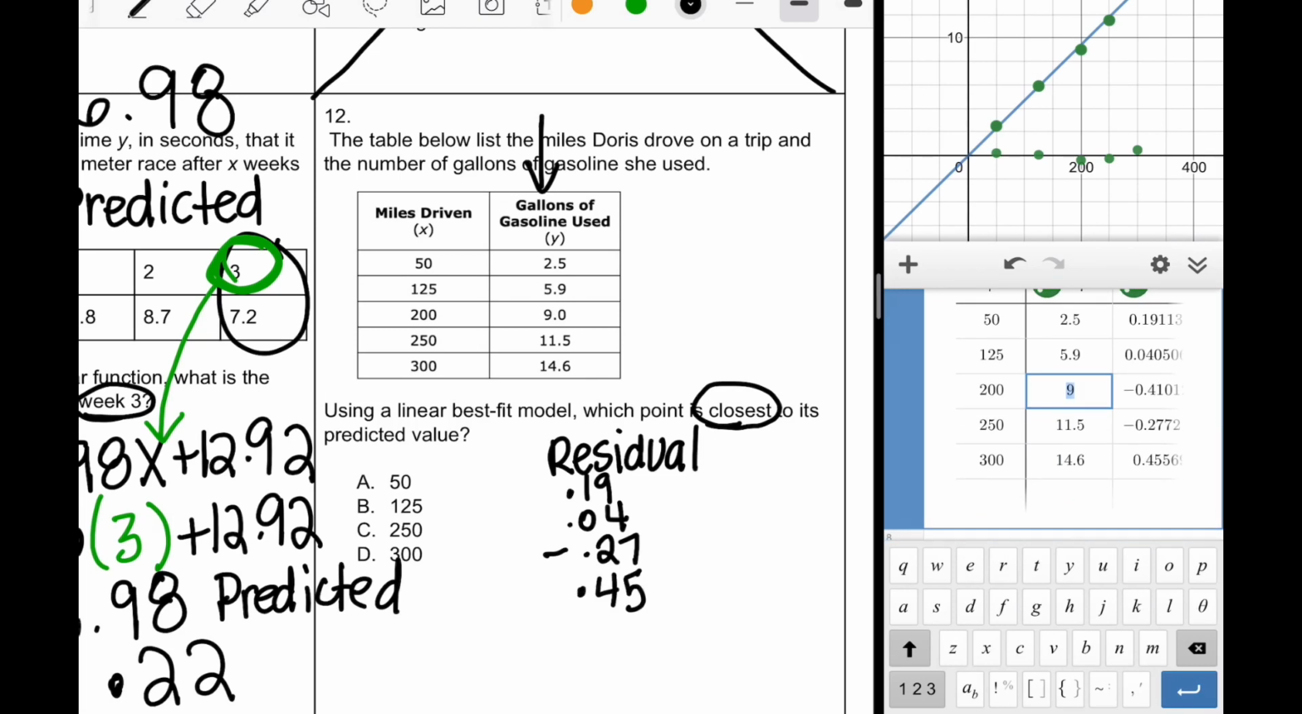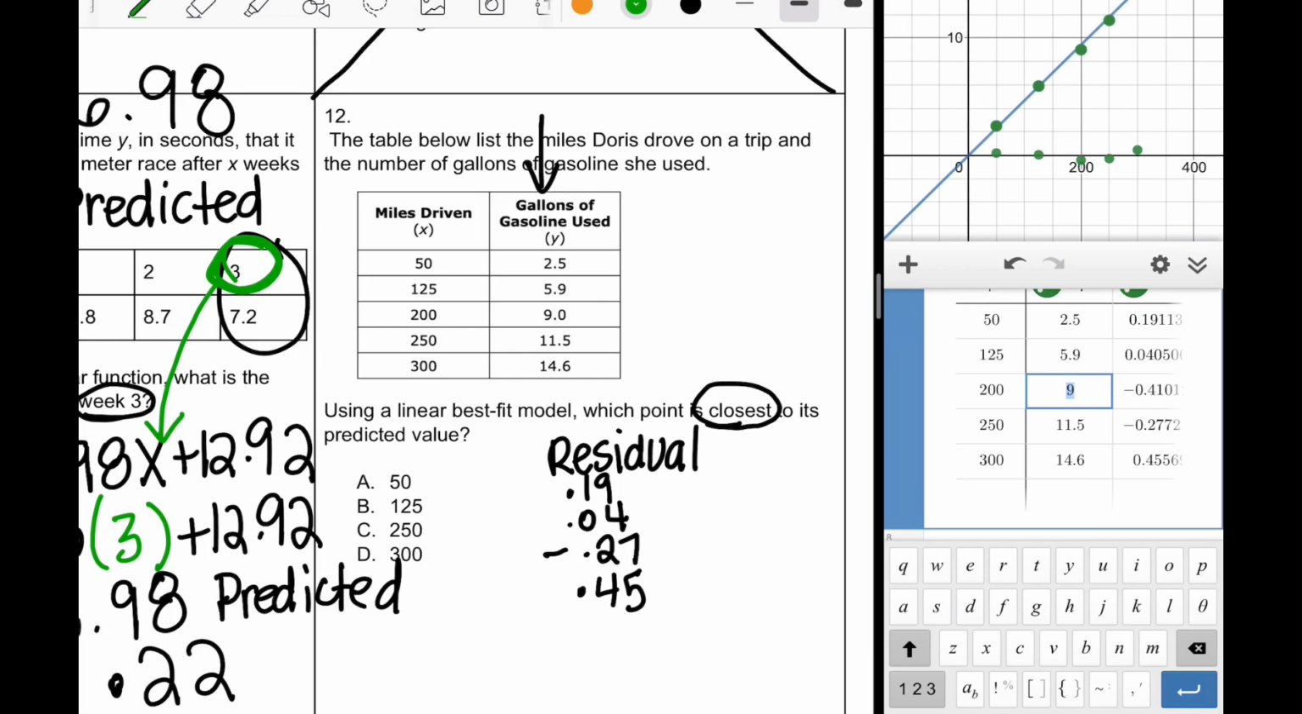Now the question was which one is the closest. So the closest is going to be which one has the smallest number. I don't care if it's positive or negative, because positive just means it's above the line and negative means it is below the line. That doesn't determine which one's the closest. Which one's the closest is which one has the smallest number.